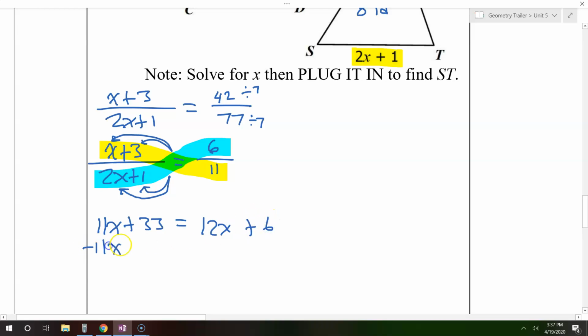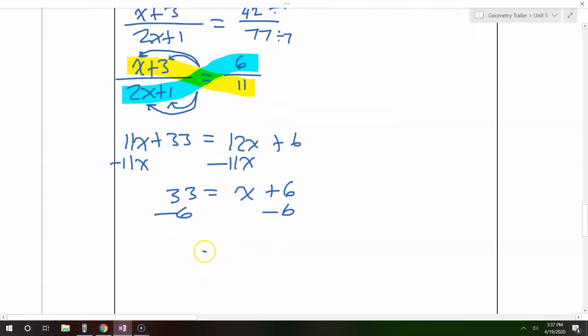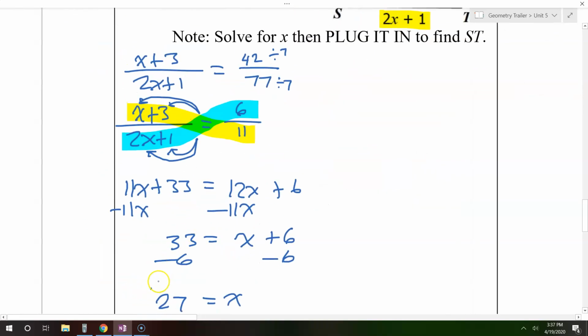Let's subtract 11x from both sides to get those x's together. That's going to leave us with 33 is equal to, well, 1x, or just x, plus 6. So to get x by itself, we'll just subtract 6 from both sides. So that's going to give us x is equal to 27. All right, now is that the final answer? No. Okay, so fine, we know that x is 27, but we're supposed to plug that in to find ST.